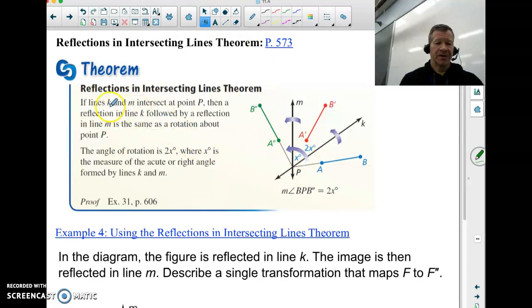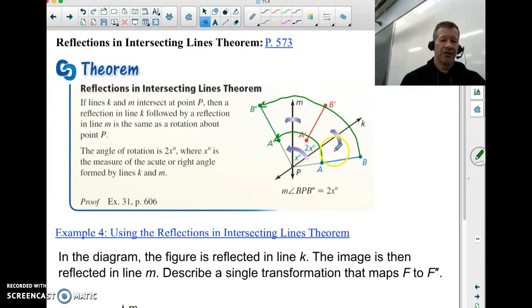at what's happening. If lines K and M intersect at point P, so we can see K and M are intersecting right there at point P, then a reflection in line K followed by a reflection in line M is the same as a rotation about point P. So if I take this segment AB, flip it over K to get A prime B prime, and then flip that over M to get A double prime B double prime, that acts as a rotation from B to B double prime and A to A double prime.